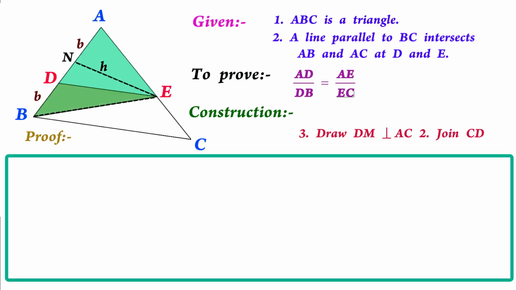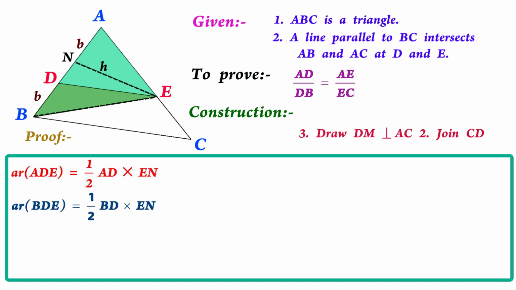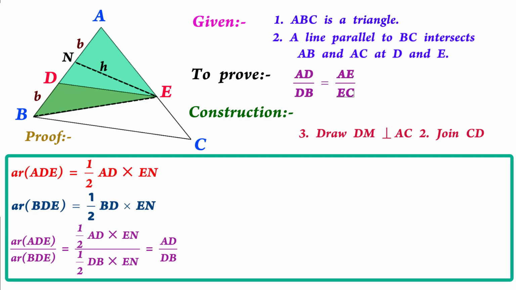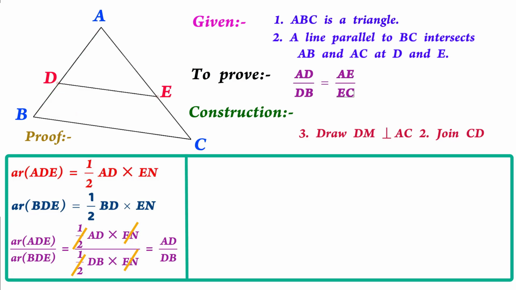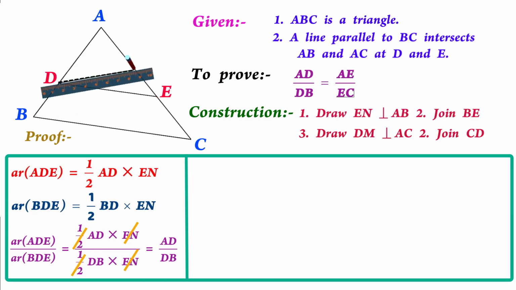So, area of triangle ADE is half of AD into EN. Again, area of triangle BDE equal to half of BD into EN. Writing them as a ratio, half and EN gets cancelled and we get AD by BD. Now we are going to apply the same logic to the other side. Draw perpendicular height DM.